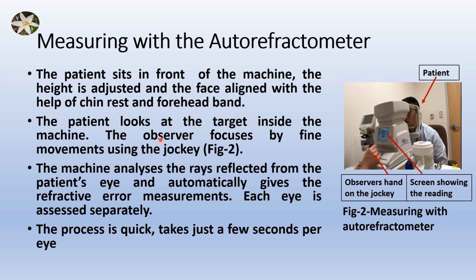The patient looks at the target inside the machine. The observer focuses by the fine movements using the jockey here. The machine analyzes the rays reflected from the patient's eye and automatically gives the refractive error measurements. Each eye is assessed separately.